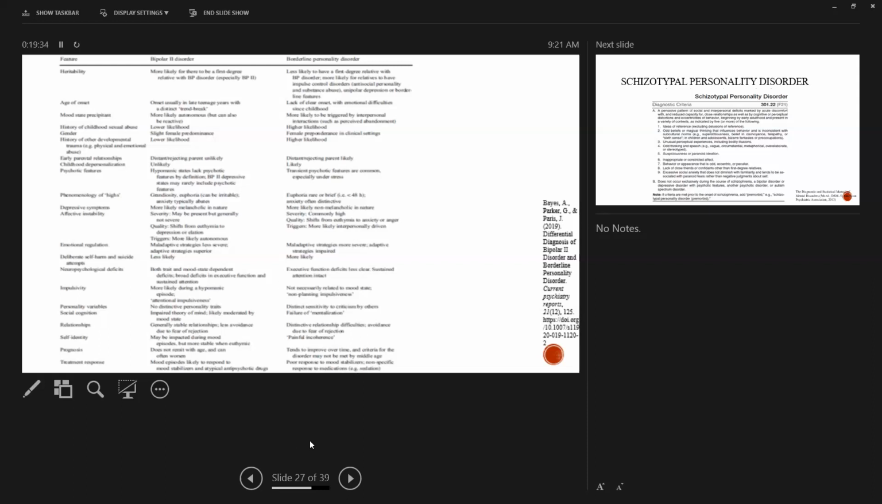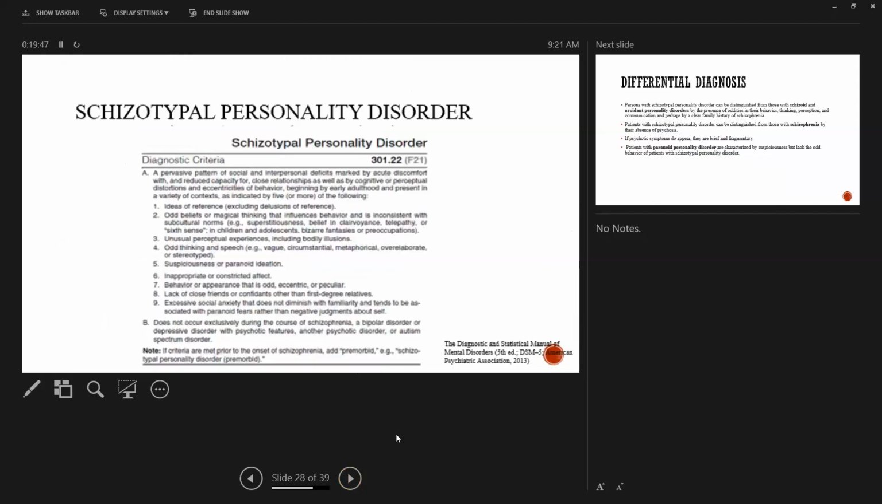And the mood episodes are likely to respond to mood stabilizers and atypical antipsychotic drugs, while in borderline personality, there is poor response to mood stabilizers and there is non-specific response to medications. Next is schizotypal personality disorder.